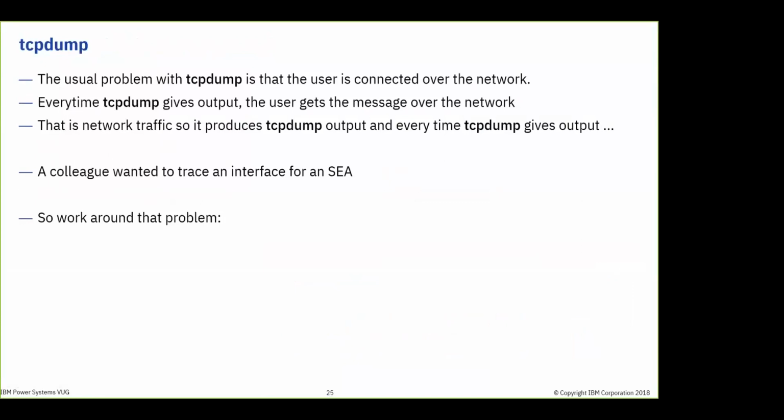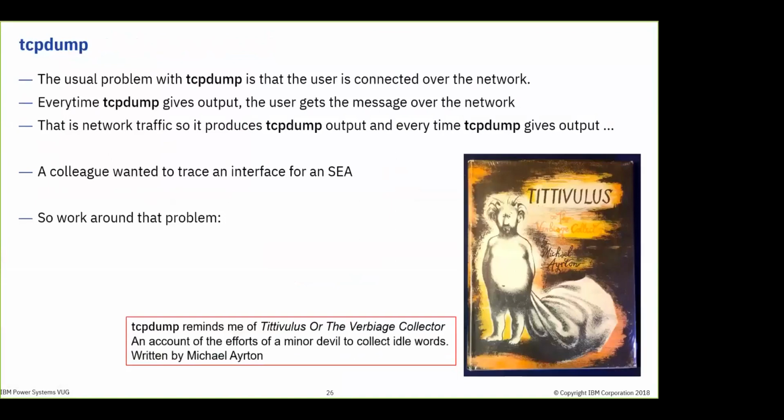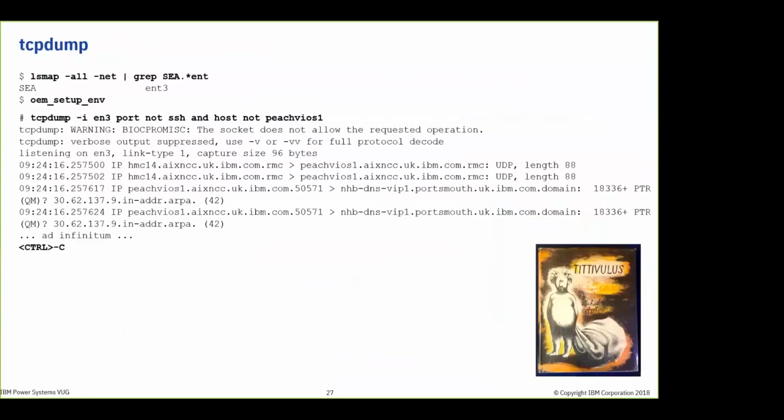Now, tcpdump, very useful program. It tells you everything that's going on the network. The trouble is that if it tells you that something's going on over a network, that information is coming to you over the network, which is information coming over the network, so it has to tell you about that. So as soon as one character comes out, it goes on literally forever. So you can work around that problem. A number of years ago, I read a great book called Tithe of the Verbiage Collector, about a little minor devil or fiend who had to go around collecting all the unnecessary words that were kicking around, and I think of tcpdump as that.